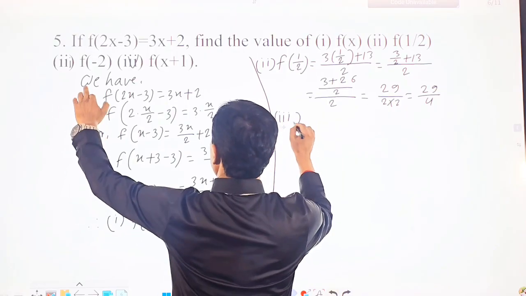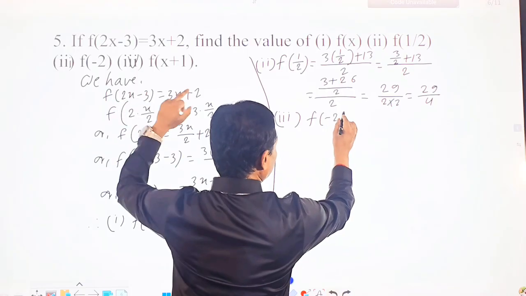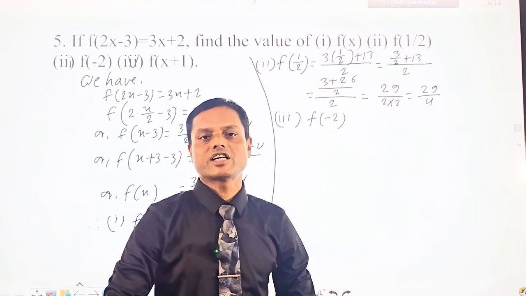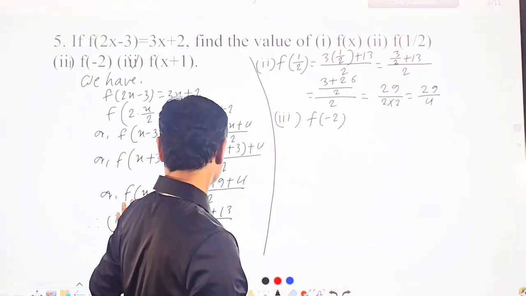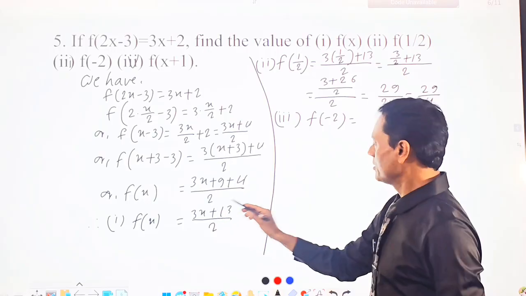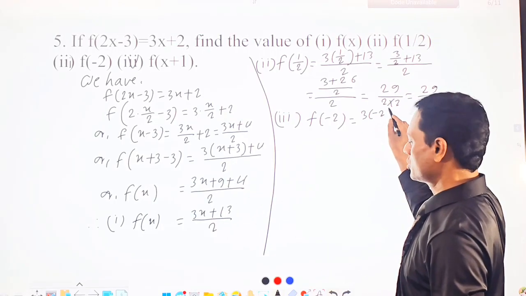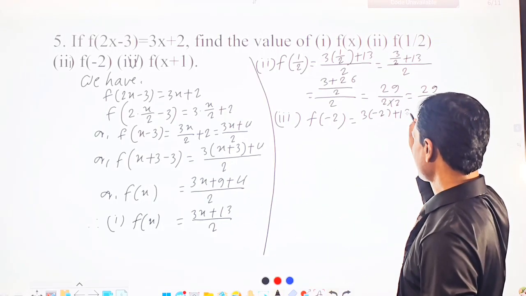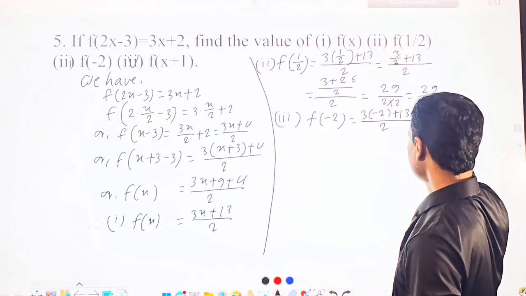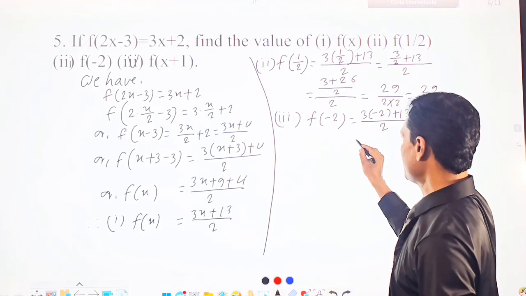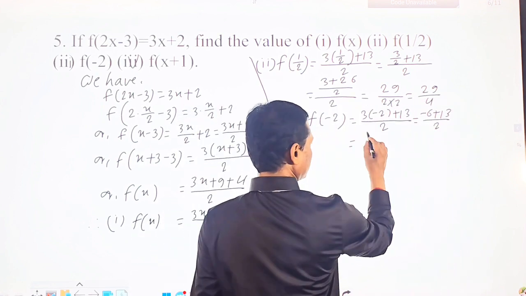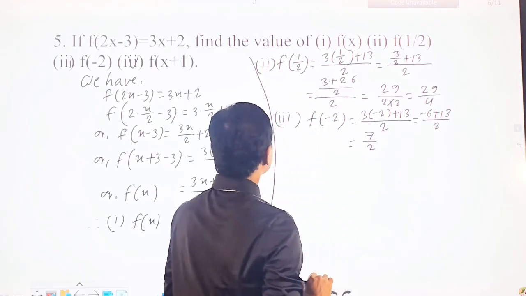f(-2). So in the case of f(-2), just replace x by minus 2. So we have f(x) equal to this, so we can write f(-2) equals, have a look here, 3 times minus 2 plus 13, over 2, and that is minus 6 plus 13 over 2, right? And minus 6 plus 13, we can write here 7/2, that's your answer.